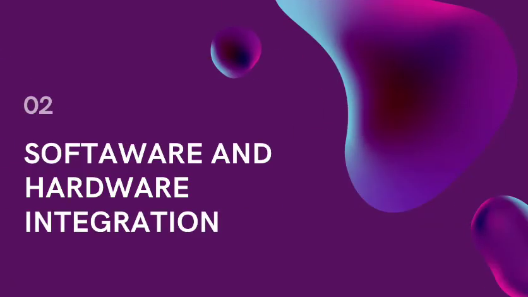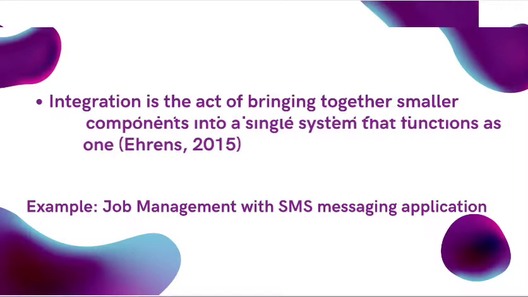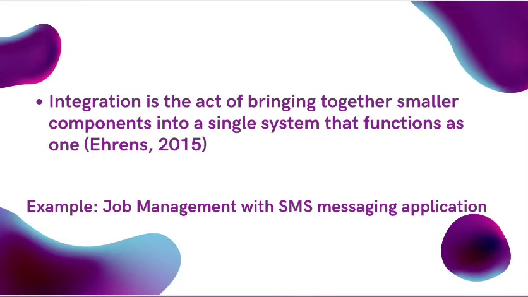So, software and hardware integration. According to Tim Ahrens, integration is the act of bringing together smaller components into a single system that functions as one. In the field of IT, the context of integration refers to the optimization of multiple subsystems in order to exchange data efficiently. It is a combination of new or existing hardware, software, and other communications.